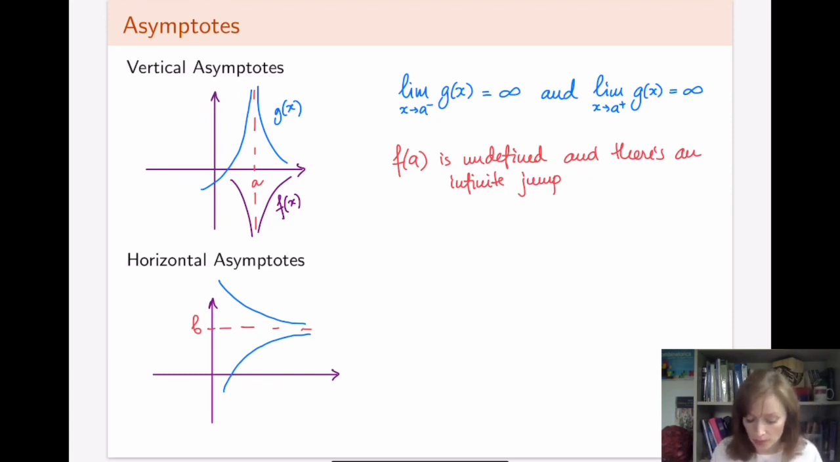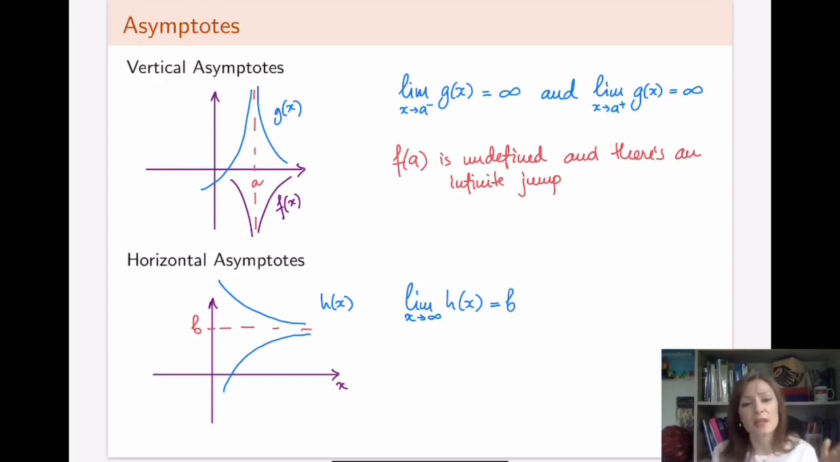Okay, so how can we describe this using limits now? Okay, so as the x values go toward infinity, let me call this function h of x. So here I can say that the limit of my function h of x as x goes to infinity is equal to this value b.